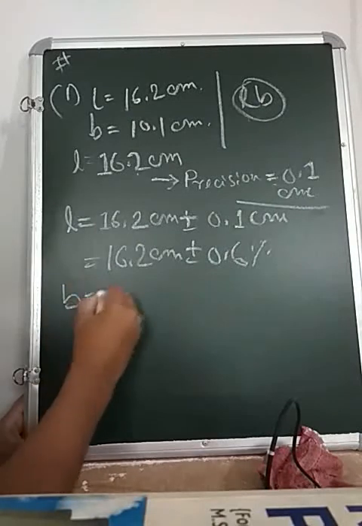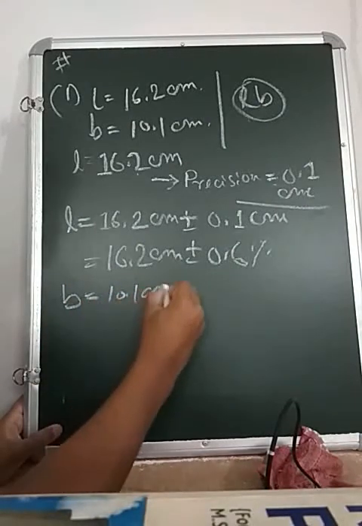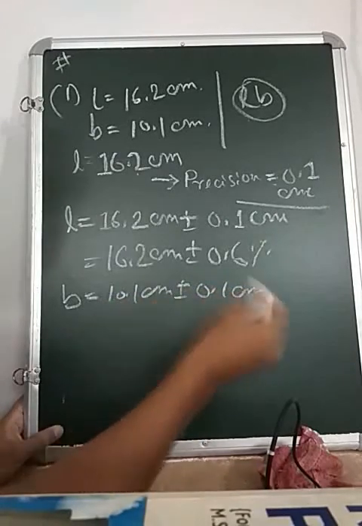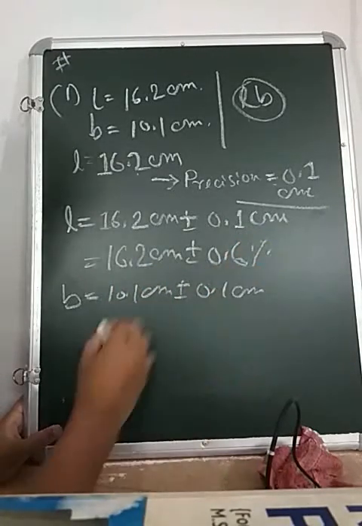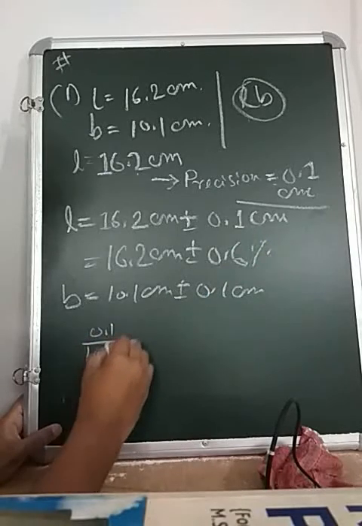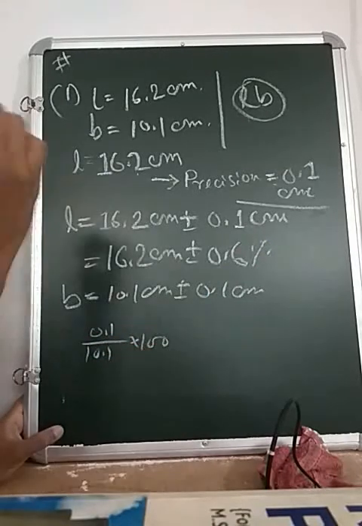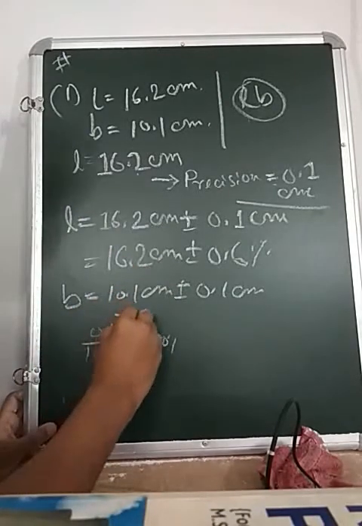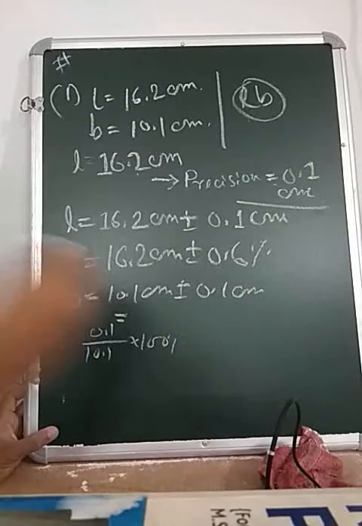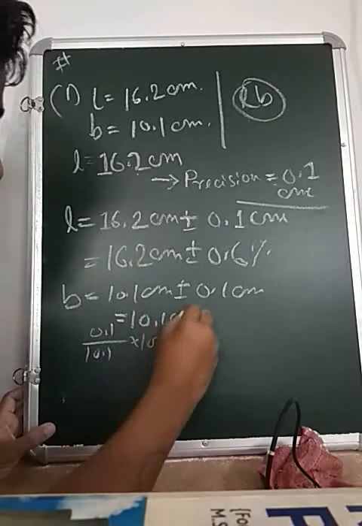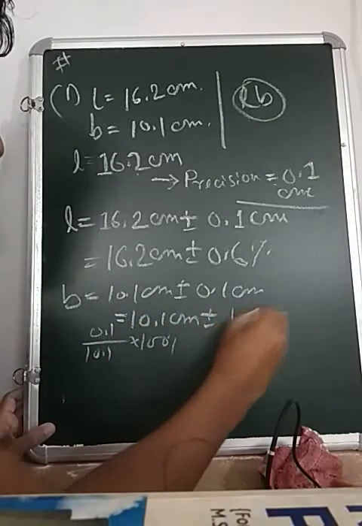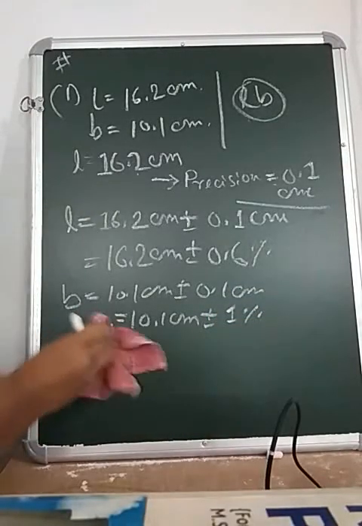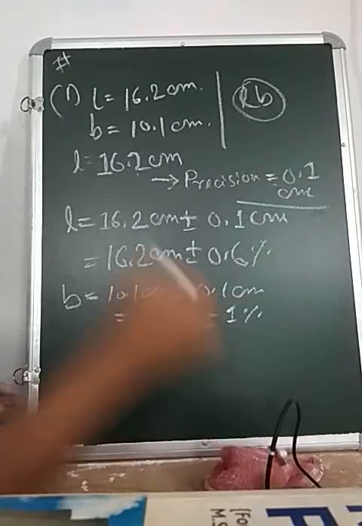Similarly for B, 10.1 centimeter plus minus 0.1 centimeter. So what will be the relative percentage error? 0.1 by 10.1 into 100%. Okay, and if we follow it like the previous one, what will be the percentage error in this case? 10.1 centimeter plus minus 1%. Okay, here we get 1% after calculation and rounding up.